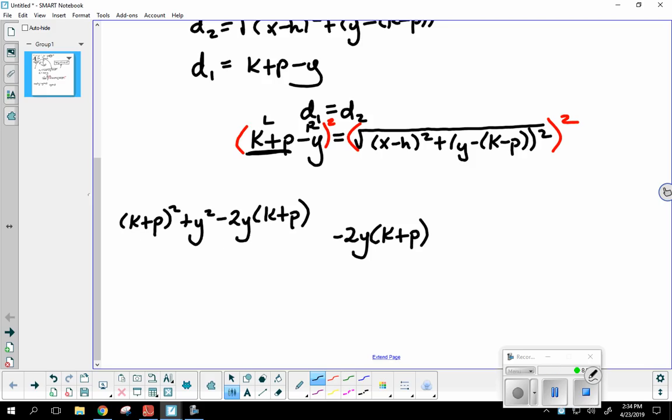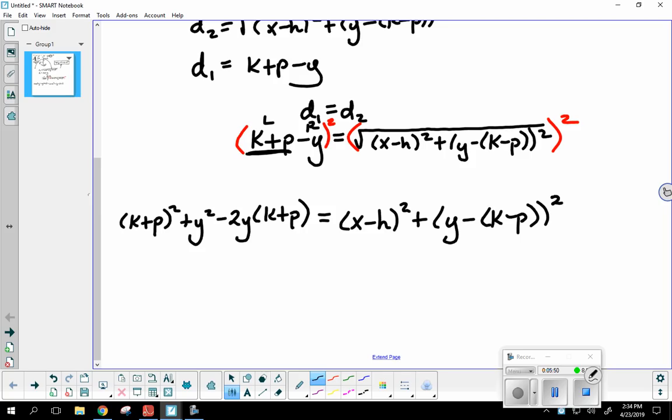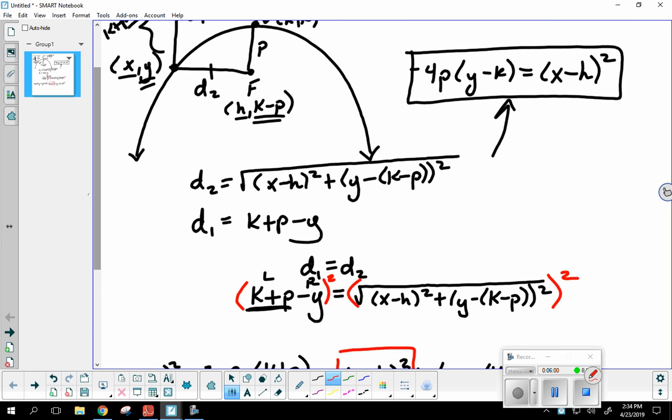If you want to, like I said, expand the whole thing at once, please feel free to do so. So this equals, as we already talked about, the radical disappears: (x minus h) squared plus (y minus k minus p) squared. Now I'm going to continue to expand everything except this portion, because that is something I already need in my final statement. It's part of my equation.